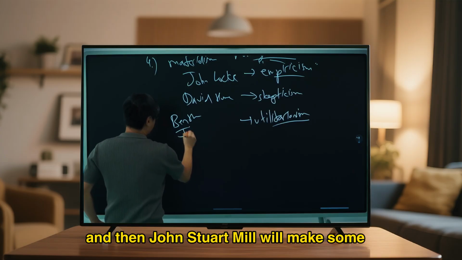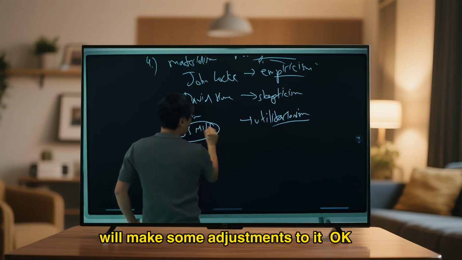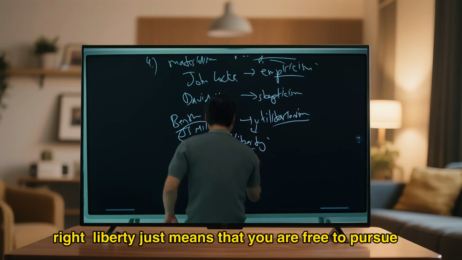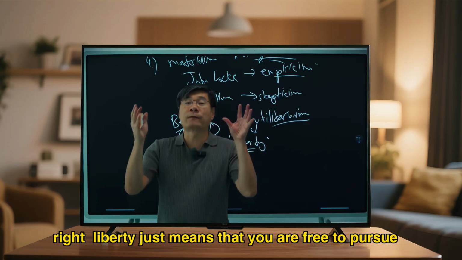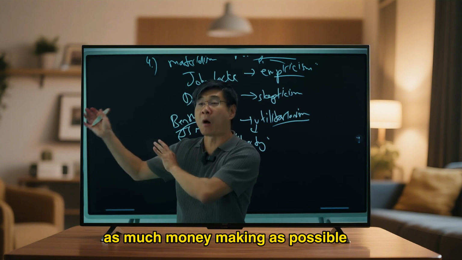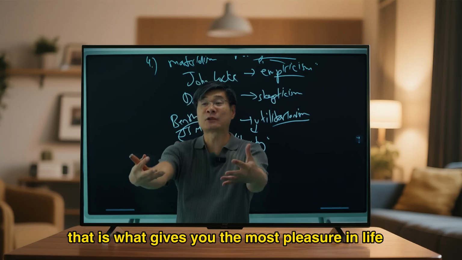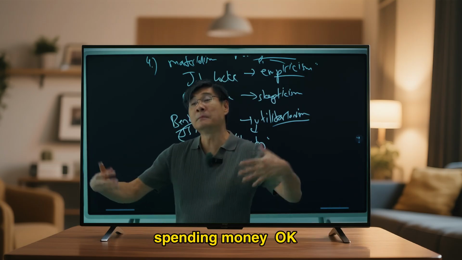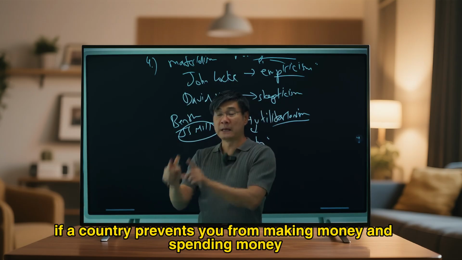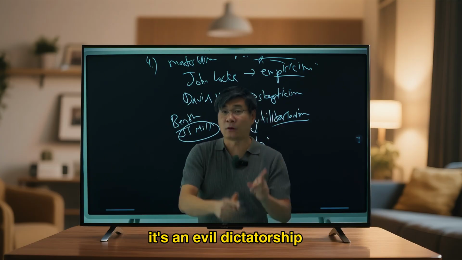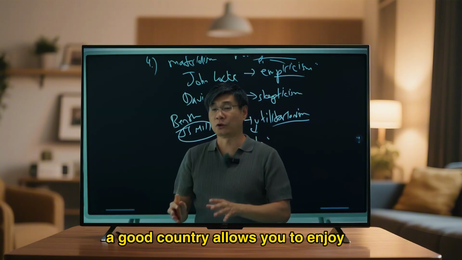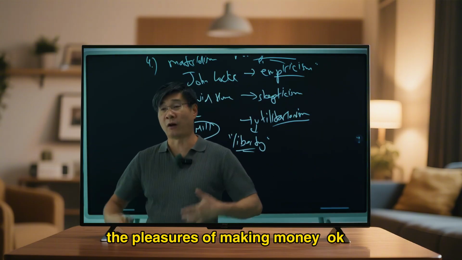And then John Stuart Mill will make some adjustments to it, okay? But this becomes the very concept of liberty. All right? Liberty just means that you are free to pursue as much money making as possible, because that is the ultimate good. That is what gives you the most pleasure in life, spending money. Okay? That's what liberty is. If a country prevents you from making money and spending money, it's an evil dictatorship. A good country allows you to enjoy the pleasures of making money.